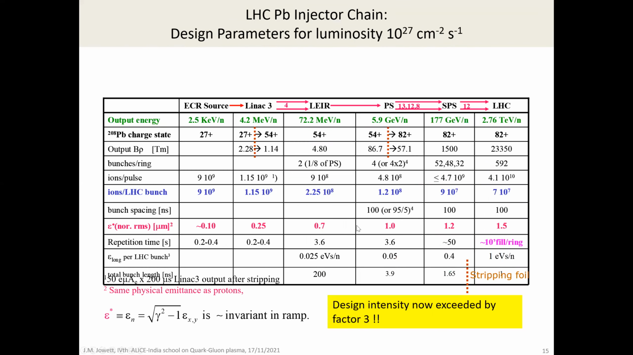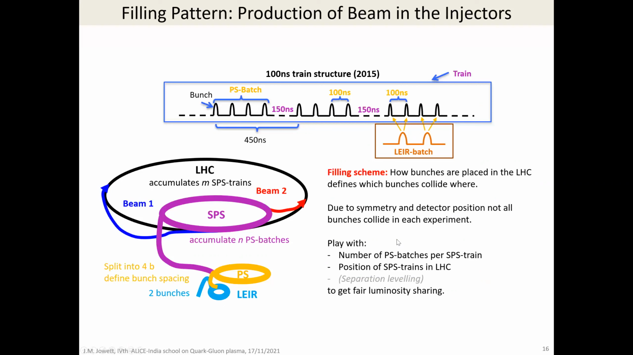This, just for reference, is the original specification of the injector chain. I just want to convey an impression of how difficult it is to predict the intensity that you're finally going to get after all these stages. There are inefficiencies of transfer from one machine to the other, many different intensity limits that come in at different stages. It's a long story, but here is an indication of how the beams are produced for the LHC. They're built up from batches that are constructed in the PS. These batches, this is for the scheme that was used in 2015.